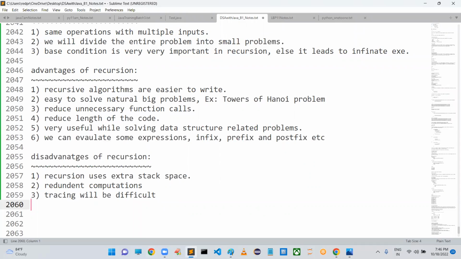But the programmer is the ultimate hero, or not? Yes. While writing the program, you need to practice the algorithm and check how it is going to work. So for all these things, tracing is compulsory. So that tracing will be difficult here.